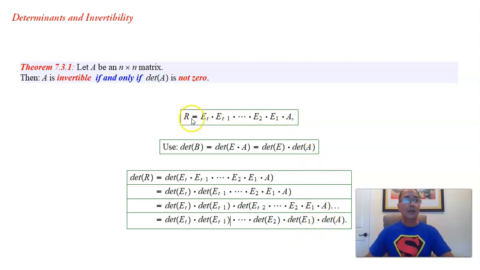Okay, so quick review. We have R starting with this long product, E_p down to E_1, and then A. So the determinant of R is the determinant of E_p times the determinant of E_(p-1). Factor them all out, all the way down to the determinant of E_2 times the determinant of E_1 times the determinant of A.